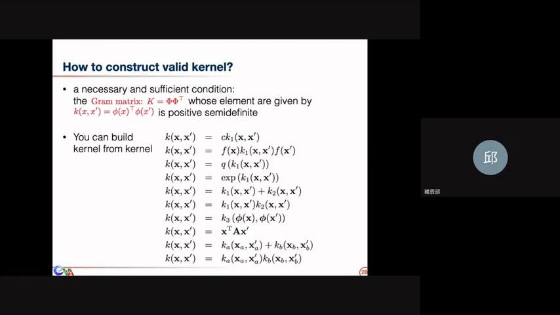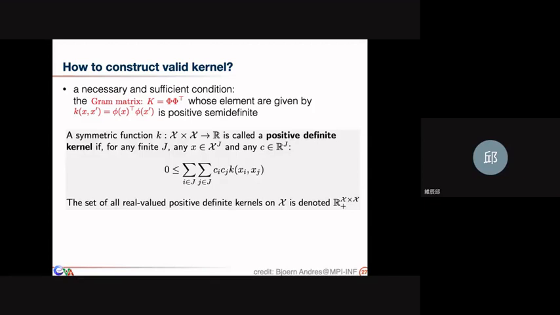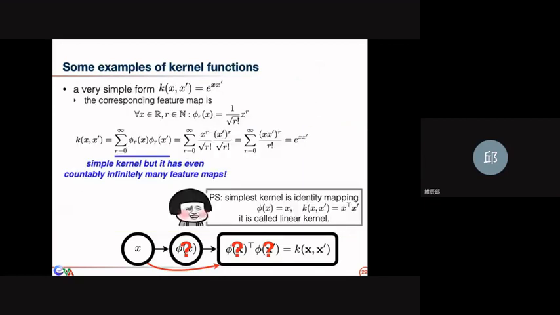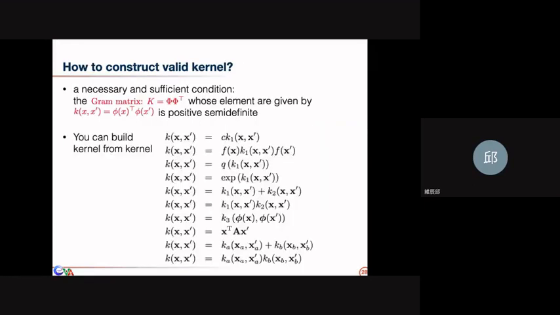Because, as I mentioned, there are some well-known kernels, right? One typical example is the radial basis kernel, and another example is the simplest kernel, the so-called linear kernel. So actually, there are some well-known kernel functions. We have, for example, the radial basis kernel, the linear kernel, and the polynomial kernels. Those are well known.